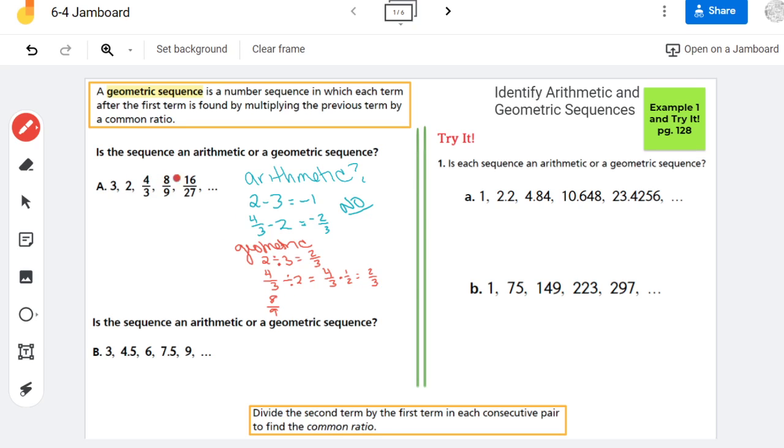So now I'm doing 8/9 divided by 4/3. Now remember, you have to do your keep, change, flip with fractions. So really it's times 3/4. Now here, this turns into 8 times 3 is 24, 9 times 4 is 36, which is also 2/3. So in this case, this is a geometric sequence. And again, it's because of that common ratio.